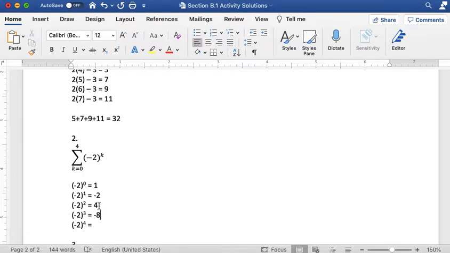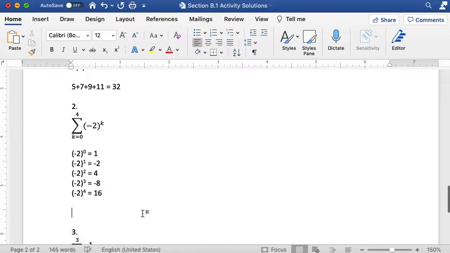And then negative 2 to the third power, you should get negative 8. You can take your previous answer and multiply it by negative 2 to get the next answer, because you're increasing the number of factors of negative 2 by 1. And then finally, negative 2 to the fourth, I should get positive 16. So now I'm going to add those numbers together. 1 plus negative 2 plus 4 plus negative 8 plus 16.